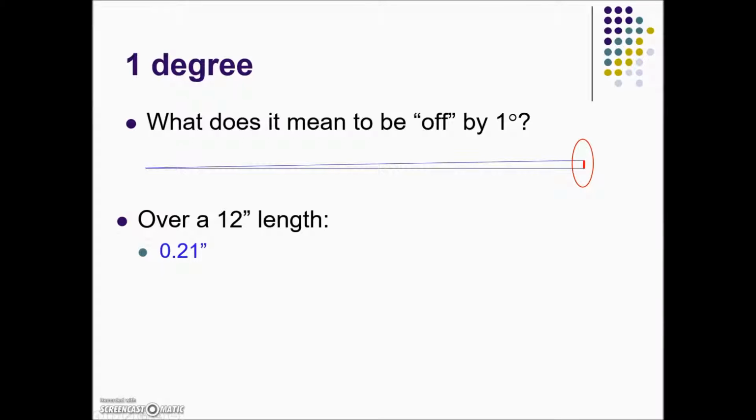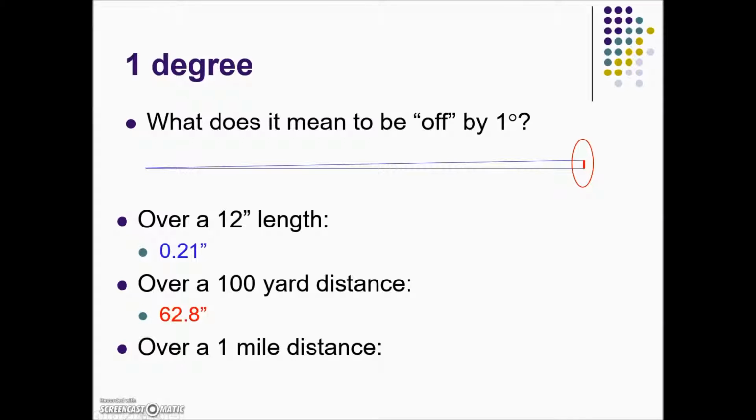However, as that distance lengthens out, for example, if it's a 100-yard distance and our reading is off by 1 degree, that means the distance is 62.8 inches in error. Further out, if we have a 1 degree error and our distance is over 1 mile, we're talking about 92.2 feet measurement error.